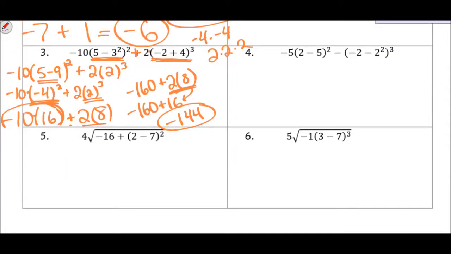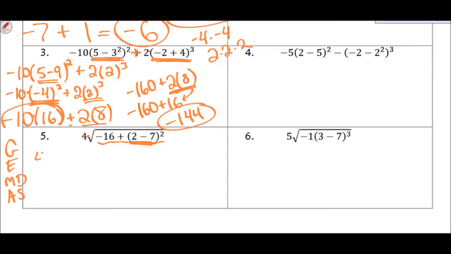On number 5, I have 4 times, anytime I have a number outside of a square root, absolute value, brackets, parentheses, any grouping symbol, it's basically saying I'm multiplying that. So 4 times whatever I get from inside of it. So I have to do everything inside of there first. I'm following GEMDAS. I'm actually just going to write this checklist just for inside of the square root symbol. I have to do inside of this grouping symbol first, working inside out. So I have to do negative 2 minus 7. That's all I'm doing here.